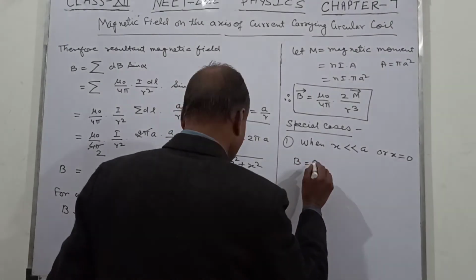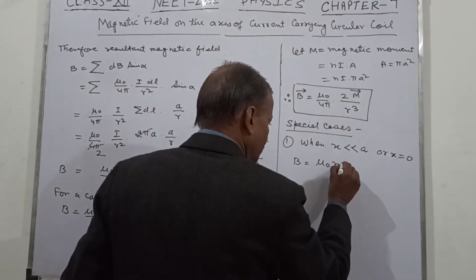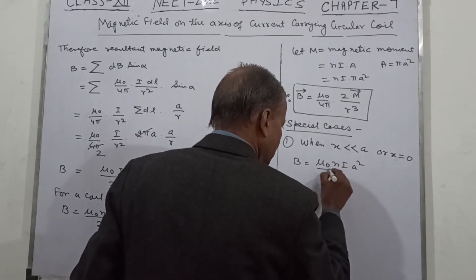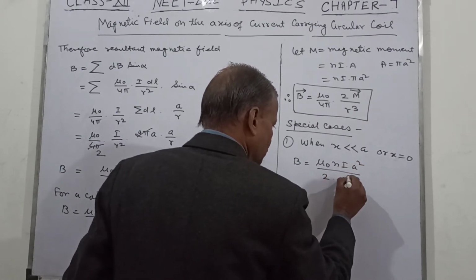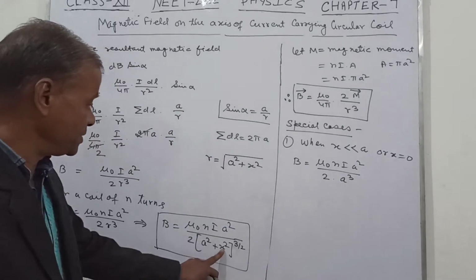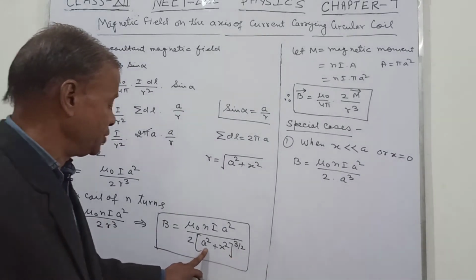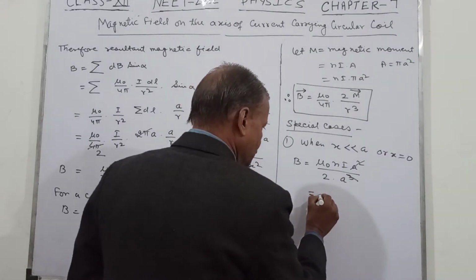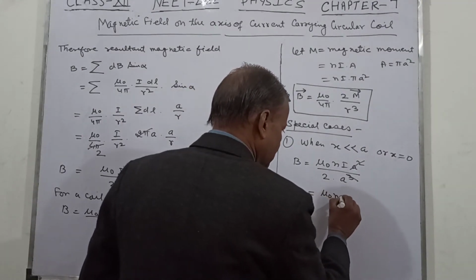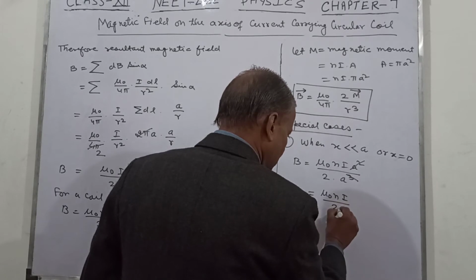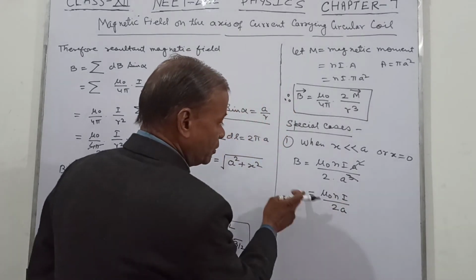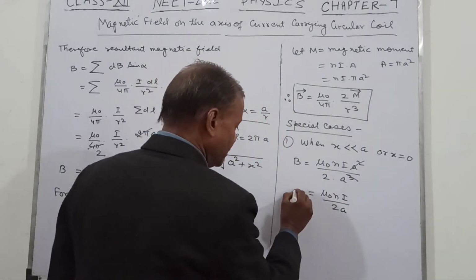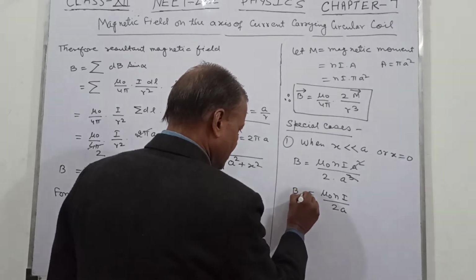B equal to mu naught N I a square upon 2a cube. This x is equal to 0, so this is now a cube. Now this a square will cancel with this one. So this is equal to mu naught N I upon 2a. So this is the magnetic field at the center of the coil. This is now B naught.